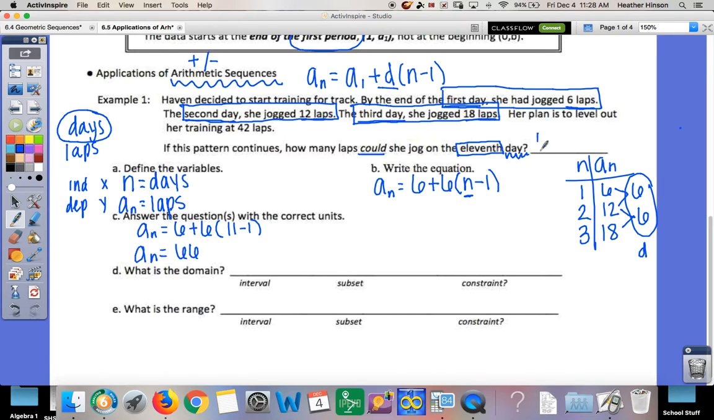So this is 66, but our correct units is going to be, a sub n is laps. So 66 laps.